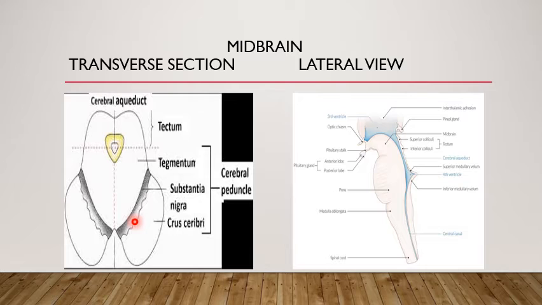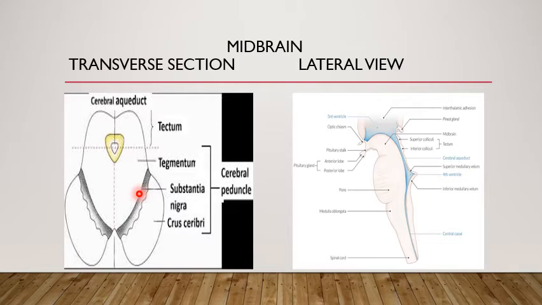This has important connections with striatum. If you remember, in our last classes we have studied striatum. It's made up of caudate nucleus and putamen. This is the place where dopamine is produced by neurons and it passes along their axons into the striatum.